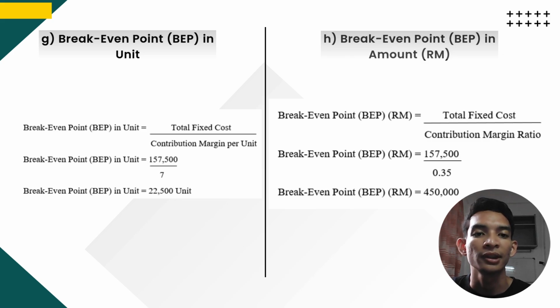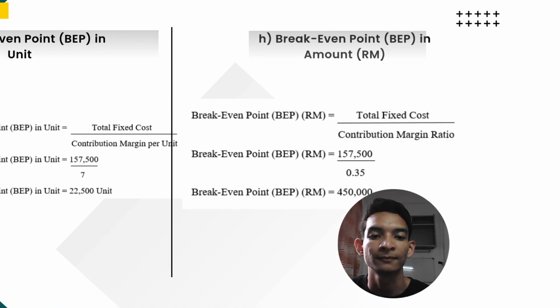The last question is break-even point, or BEP, in amount in ringgit Malaysia. The formula is total fixed cost divided by the contribution margin ratio. Total fixed cost is 157,500, divided by the contribution margin ratio, which is 0.35, and we got the answer of 450,000 ringgit Malaysia.